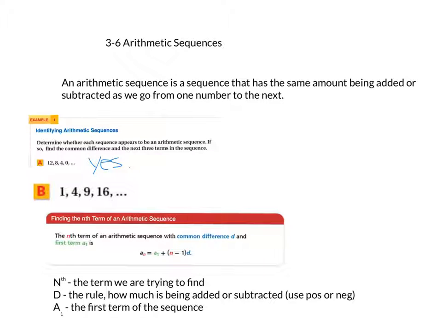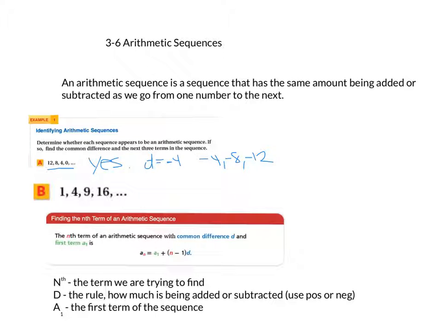Okay, and then it says, if so, find the common difference. The common difference is abbreviated with the letter D, and that's just what's happening. So since it was minus 4 every time, I'm going to put minus 4 or negative 4. And then the next three terms in the sequence. So if I continued the pattern 12, 8, 4, 0, it would go negative 4, negative 8, negative 12.